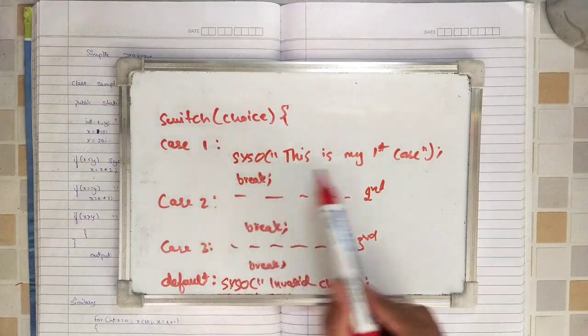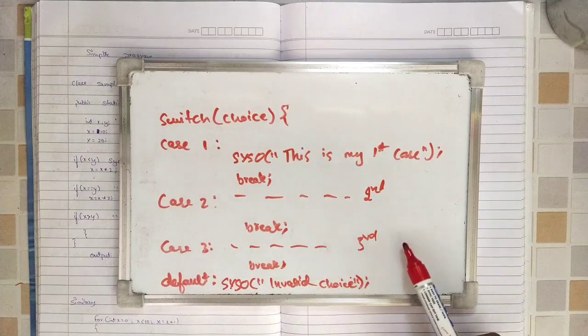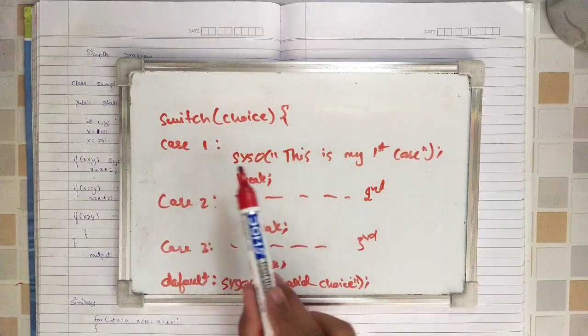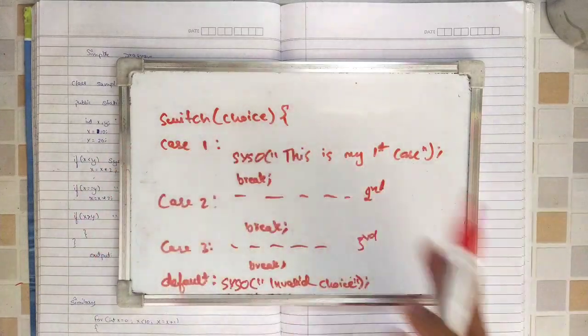So if I enter 1, this will be printed. If I enter 2, this will be printed. If I enter 3, this block of lines will be printed and it will come out. Since if I enter 1 now, it will only execute this much, and the remaining part won't be executed. It will come out of the switch statement.